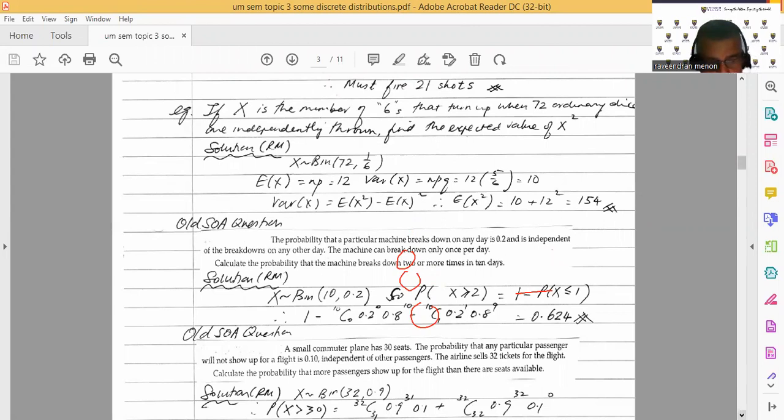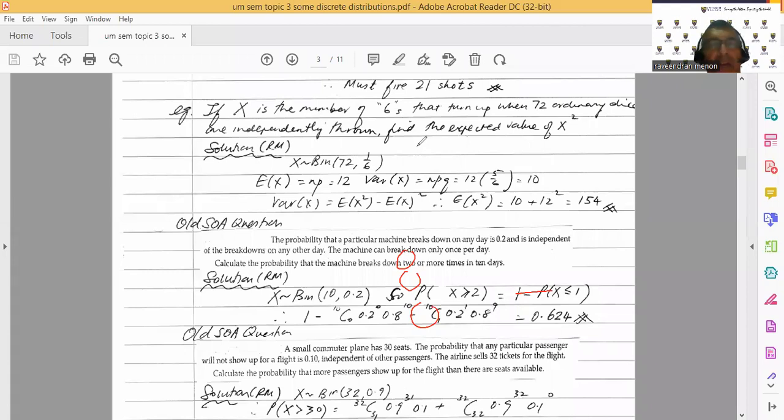So next example. If X is the number of sixes that turn up when 72 ordinary dice are independently thrown, can you see, independently thrown, find the expected value of X squared.